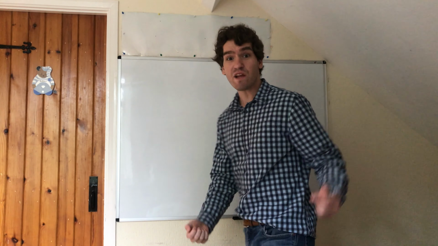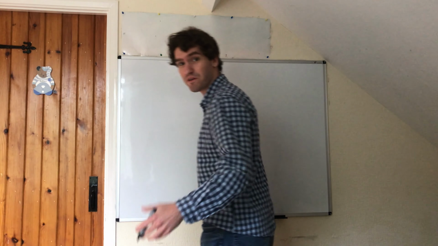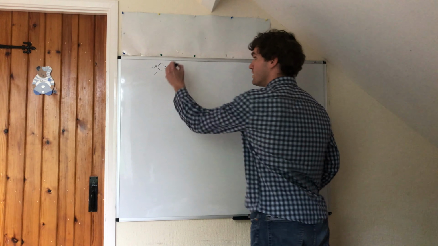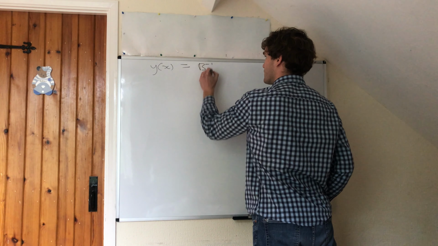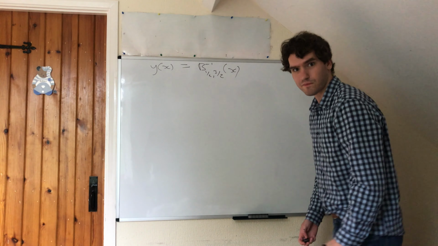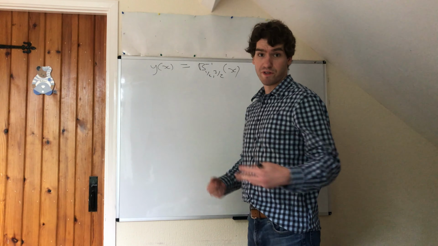Everybody, and welcome back to another video. Now, today we're going to be looking at the asymptotic expansion of the inverse incomplete beta function, looking like this. So let's say we have y of x is equal to the inverse incomplete beta function (1/2, 3/2) of x. Now, we want to derive a Taylor series of this thing about a point x equals 0.